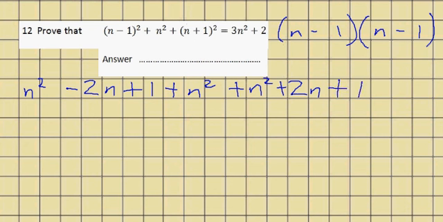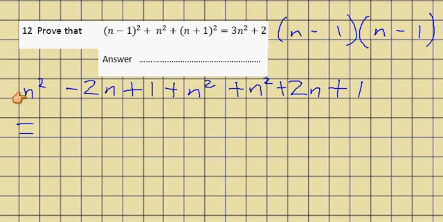And if you aren't sure why that works, how I can just square the first thing, square the second thing, then multiply the two together and double it, you can multiply out these brackets and you'll see that you should get this answer, n squared minus 2n plus 1. This way is quicker. And now we simplify.